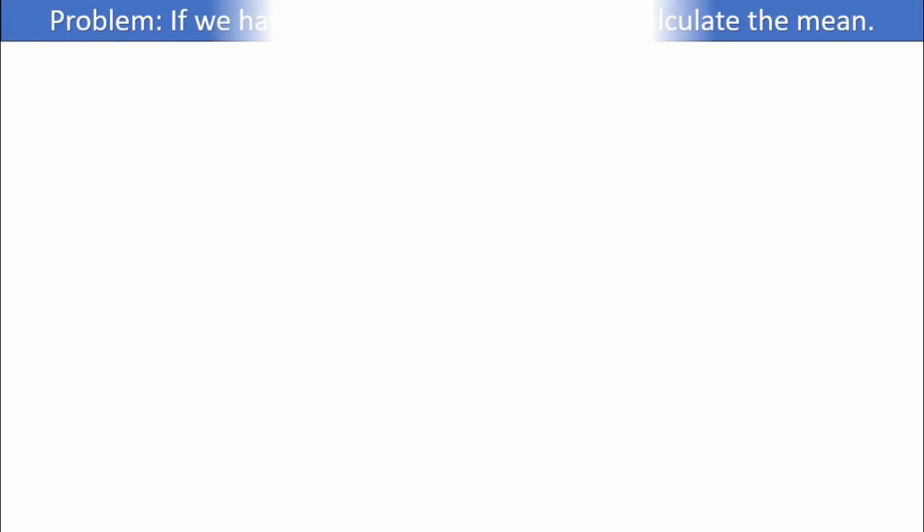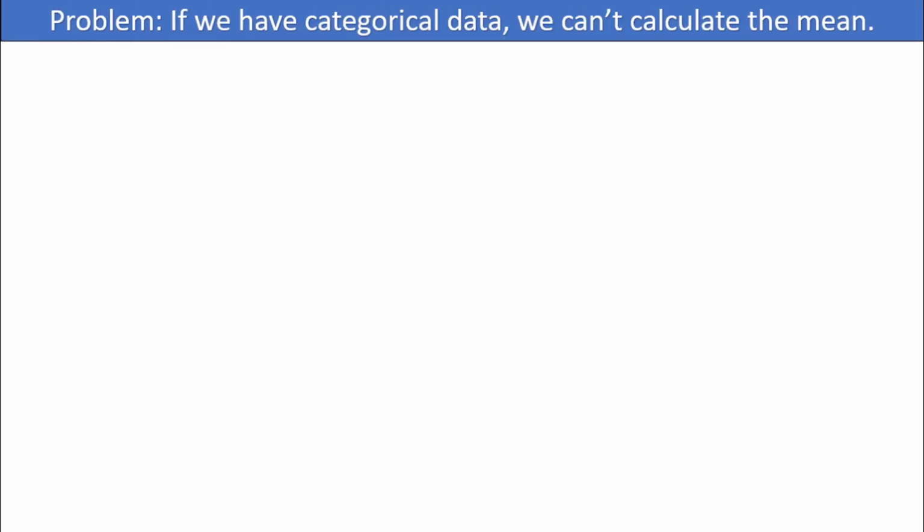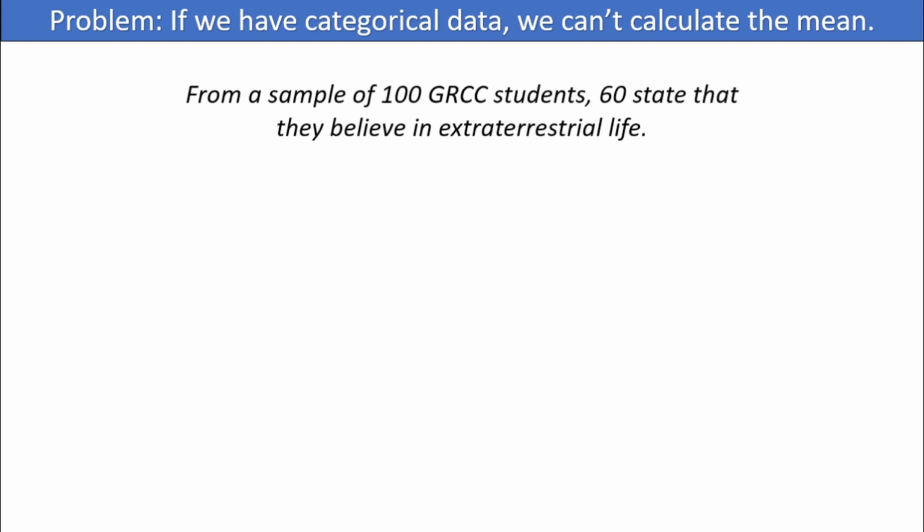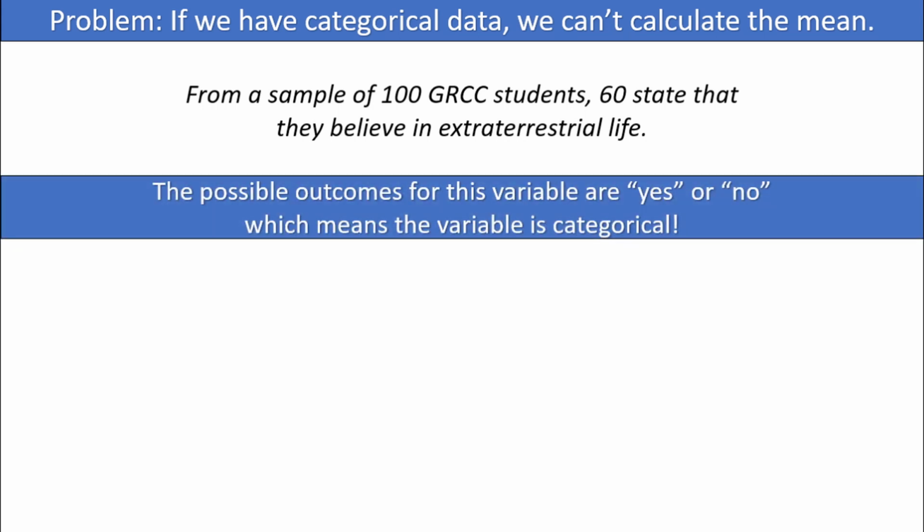My preferred approach is to think about the type of data that would indicate that you should be constructing a confidence interval for the population proportion. In a previous video, we found the confidence interval for the population mean, which was based on quantitative data. But if we have categorical data that is non-numerical, we can't really calculate the mean, so we need some other process. For example, say that from a sample of 100 GRCC students, 60 state that they believe in extraterrestrial life.